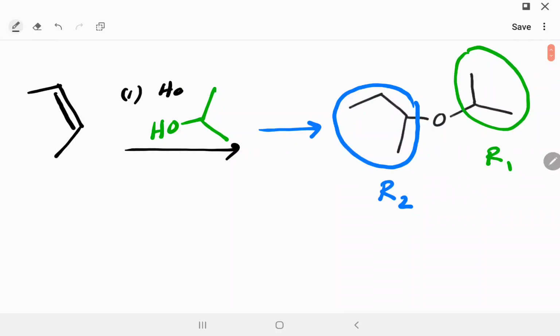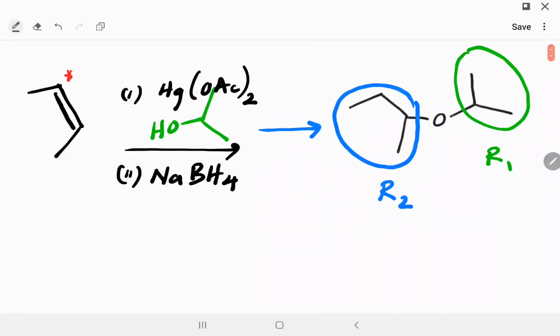So you can use mercuric acetate, and in the second step you need sodium borohydride, and of course one carbon gets the hydrogen. Let's say this carbon received the hydrogen. They're both equivalent, so it doesn't matter, and this carbon will get the alkoxy group. And then you will get your desired product.